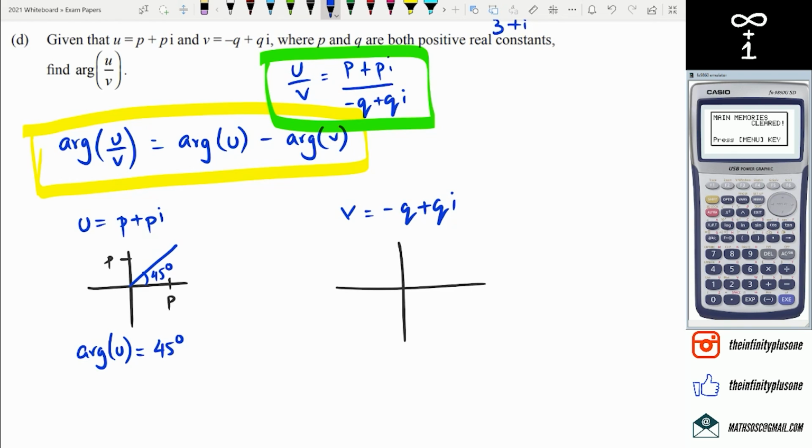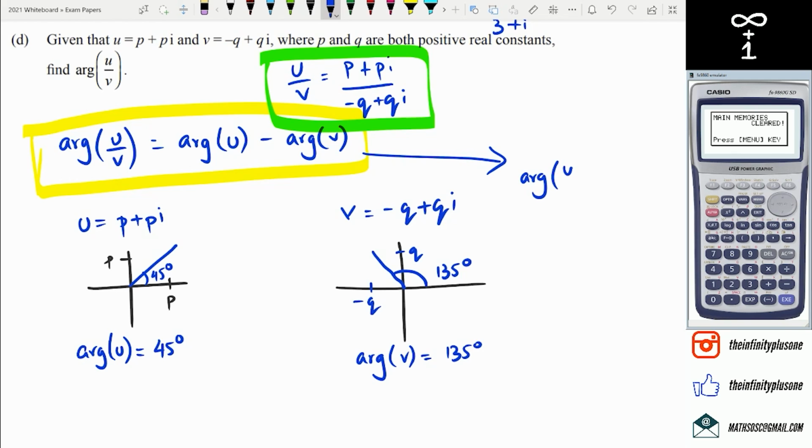That is negative Q here, positive Q there, which gives us an angle of 135 degrees. So the argument of V is 135 degrees. And if we look at this formula here, we can say that the argument of U over V equals 45 degrees minus 135, which gives us negative 90 degrees.